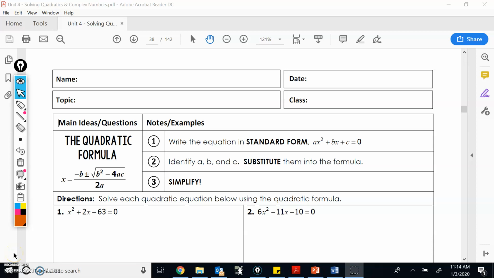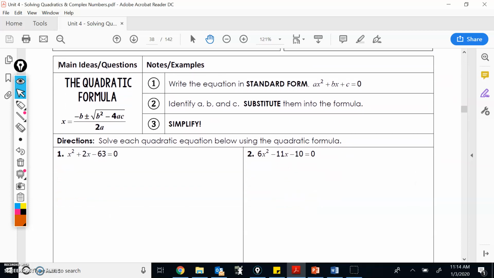Today's video is on the quadratic formula. What we're going to do is talk about what the formula means, how to plug in the numbers, how to simplify solutions, and then next time in class talk about what's called the discriminant and how to identify types of solutions using that formula.